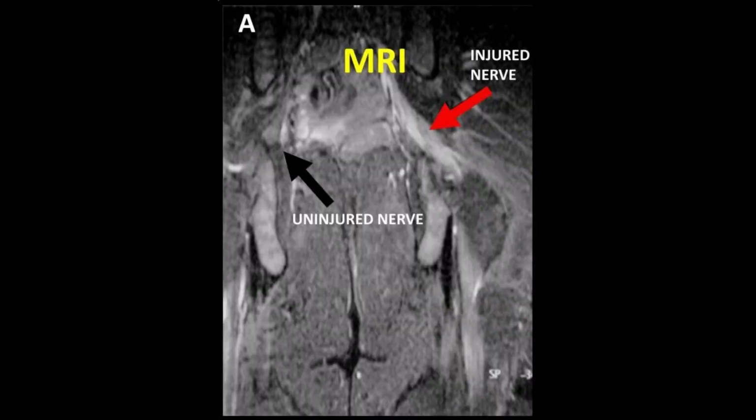Here is an MRI of 2 nerves, where one nerve is uninjured and one nerve is injured. The injured nerve is differentiated from the uninjured nerve as it is distinguishable from the surrounding muscle.